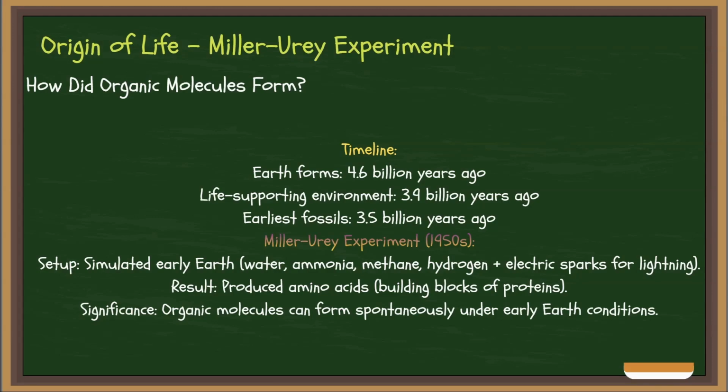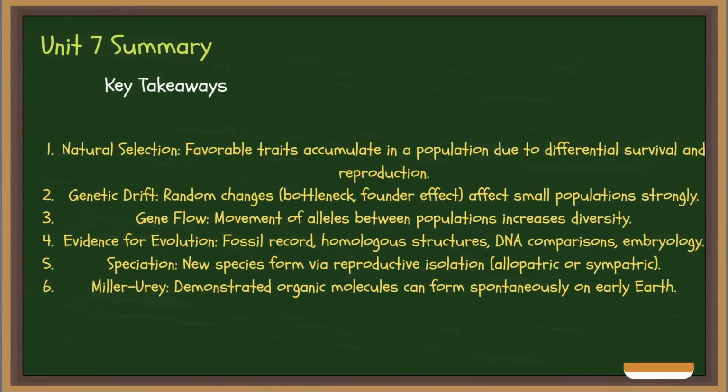So the Miller-Urey experiment in the 1950s, the setup simulated early Earth: water, ammonia, methane, hydrogen, and electric sparks for lightning. The result was it produced amino acids, building blocks of protein. The significance was that organic molecules can form spontaneously under Earth's early conditions.